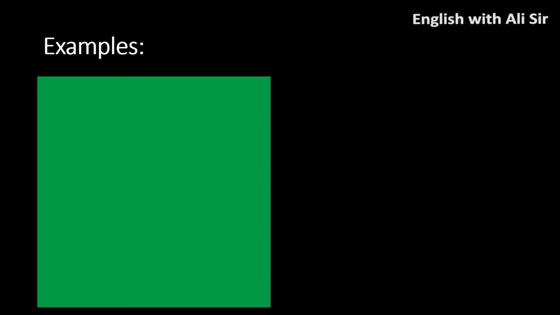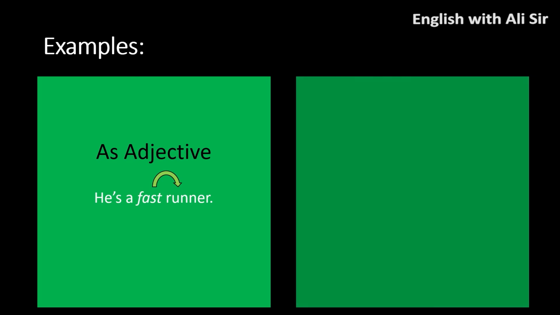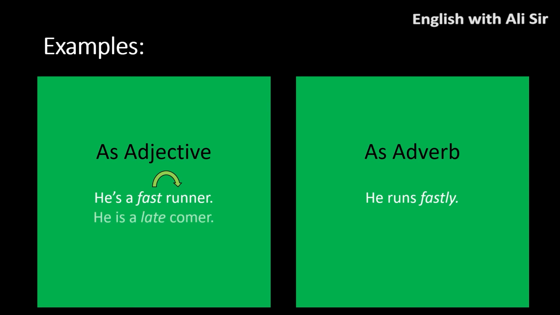For example, he's a fast runner. Here fast is talking about that runner, so that means it is adjective. He runs fastly. Now fastly is adverb here. He is a late comer. Now late here is adjective. He comes late. Here late again is adverb. He is a slow runner. Slow is adjective here. He runs slowly. Slowly is adverb.